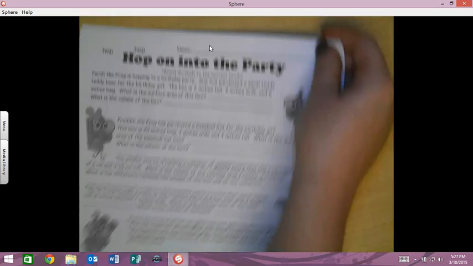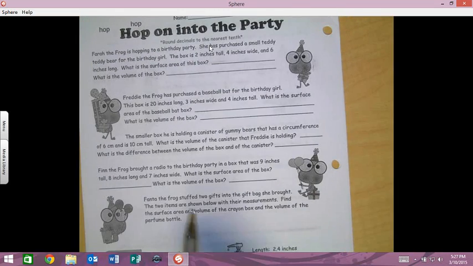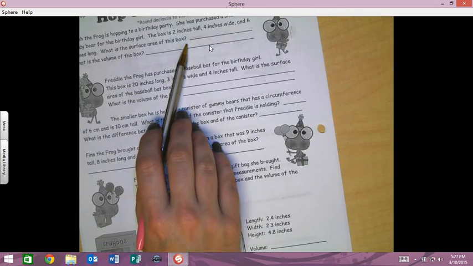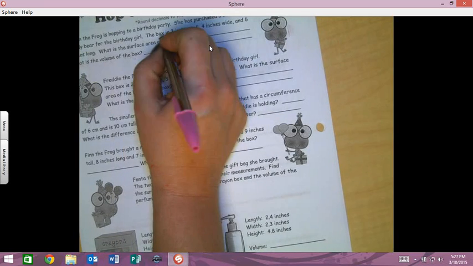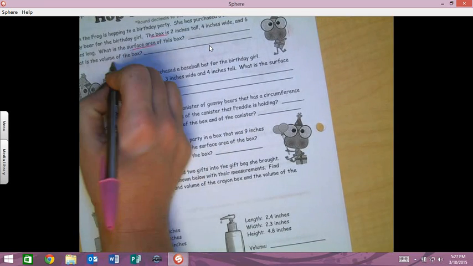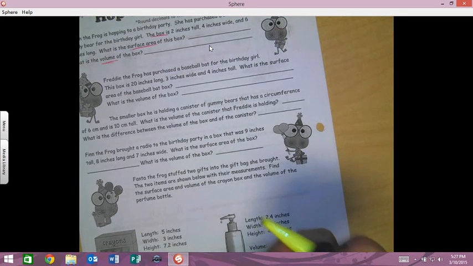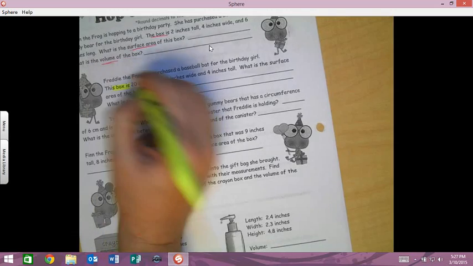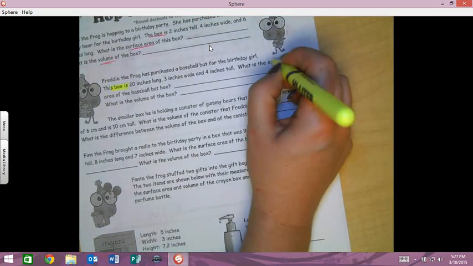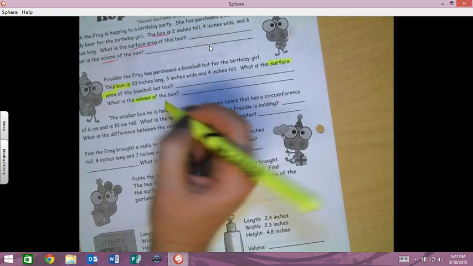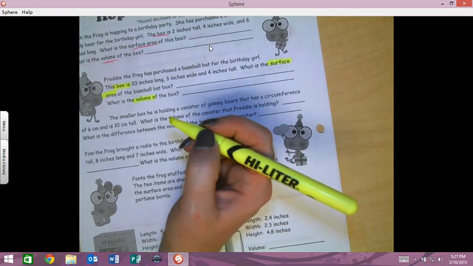Alright, to the back. It says hop on into the party. So you're going to actually get to cross one out on here too. This one we're finding a box. You're finding surface area and volume, so make sure you get those done. Again, let's see here. We have a box, so we're doing a rectangular prism. We're looking for surface area and volume. You may need a separate sheet of paper to work these out.